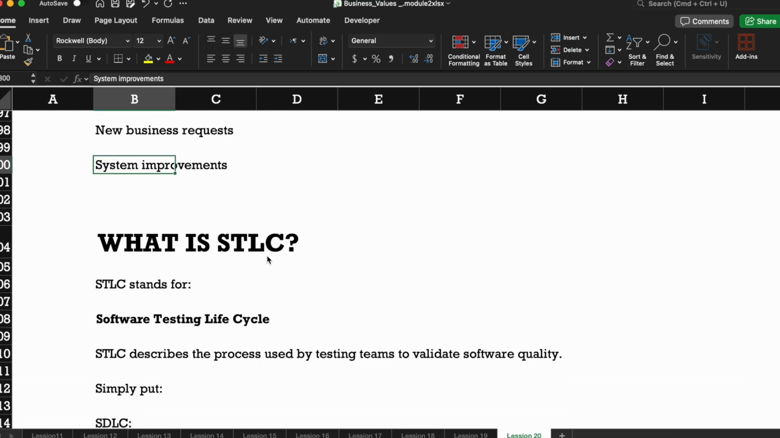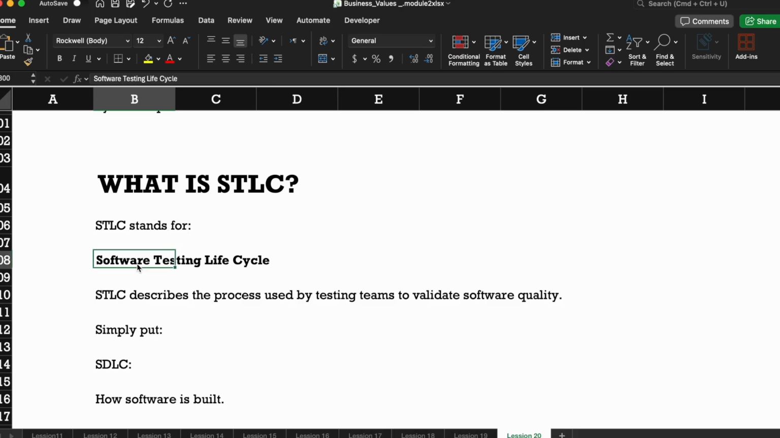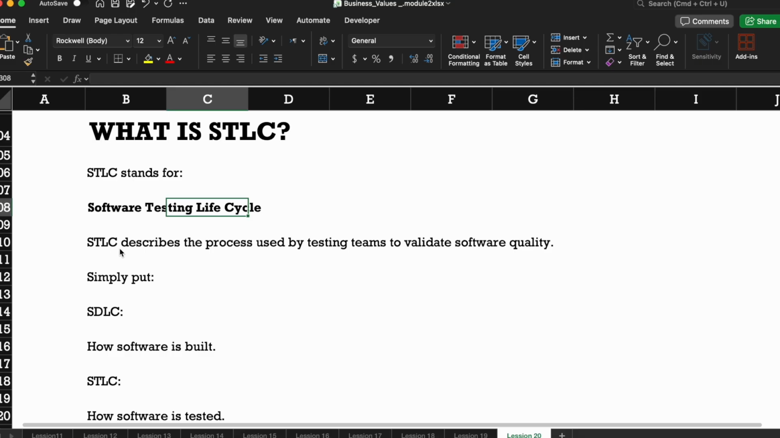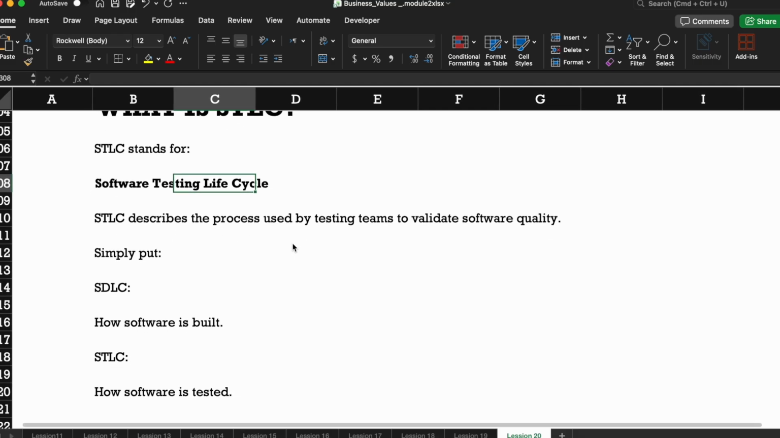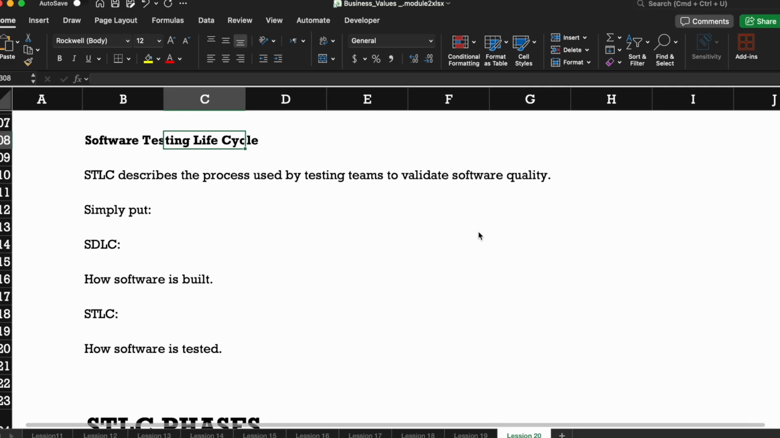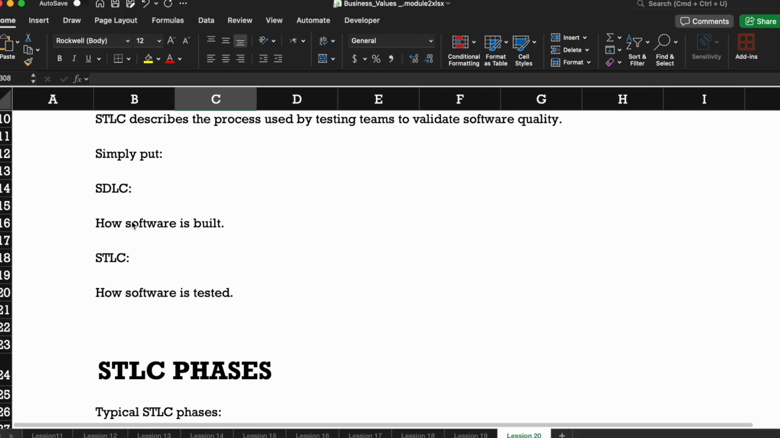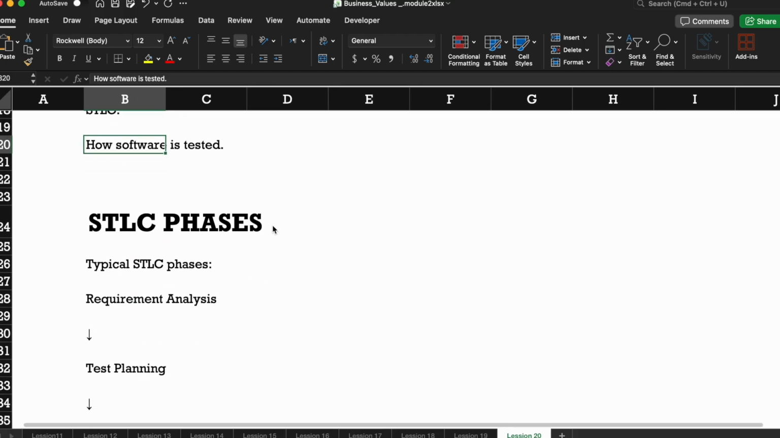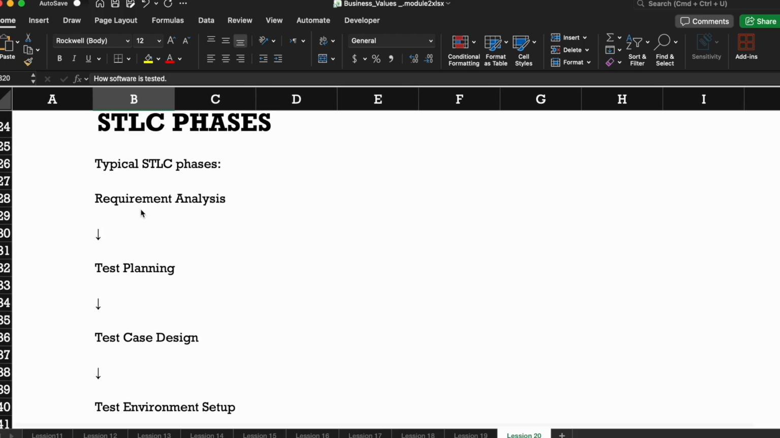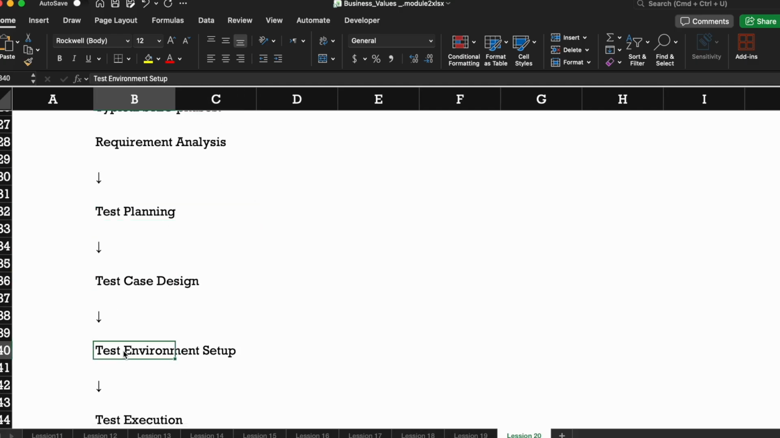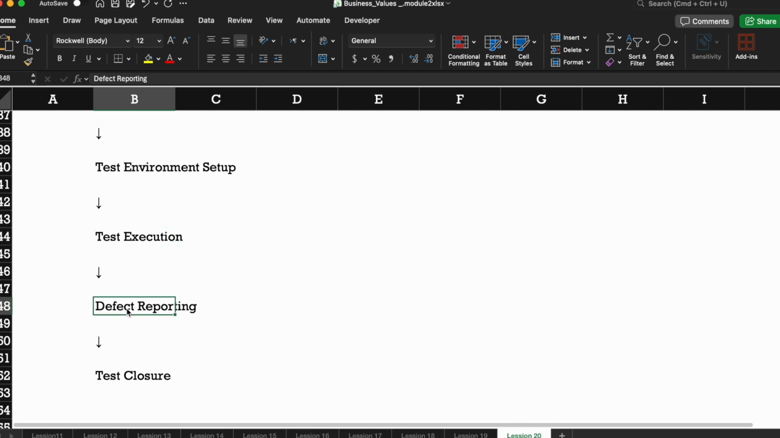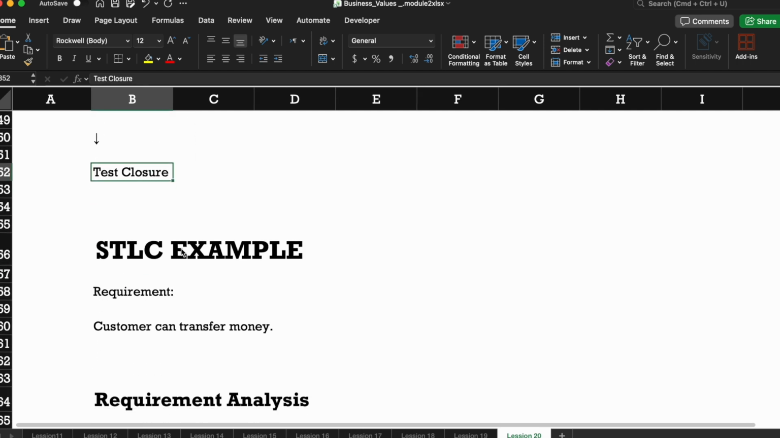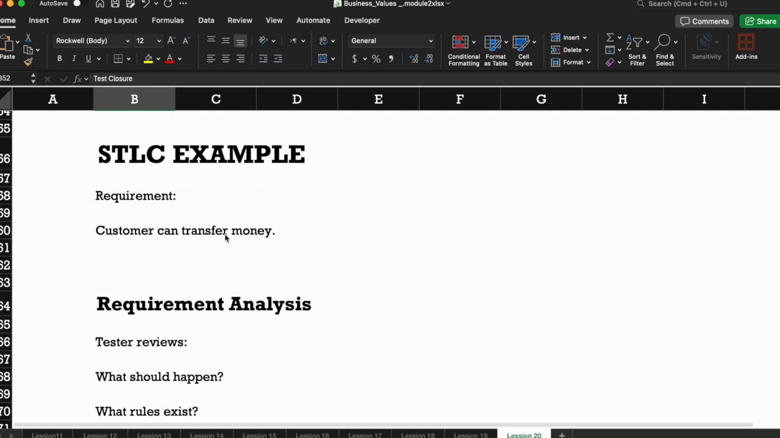What is STLC? STLC stands for software testing lifecycle. Only the D is different here. So STLC describes the process used by the testing team to validate software quality. Simply put, SDLC is how software is built, STLC is how software is tested, right? Typical STLC phases: requirement analysis, test planning, test case design, test environment setup, test execution, defect reporting, test closure.